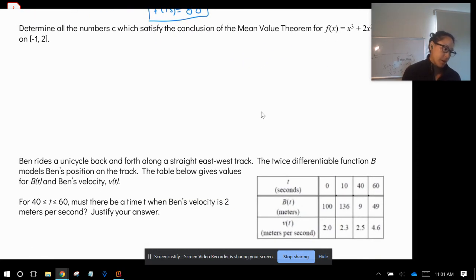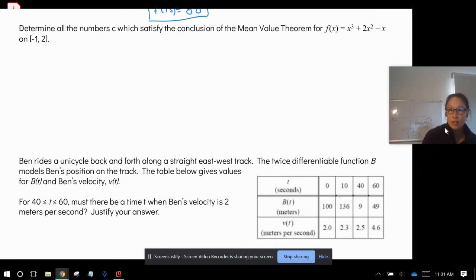Determine all the numbers c which satisfy the conclusion for the mean value theorem for f on the interval -1, 2. Okay, so we have to start with our conditions. Is this function f differentiable and continuous on the interval? It's a cube function, so yes, there's no sharp turns, there's no undefined points. Okay, so f is differentiable and continuous on the interval.